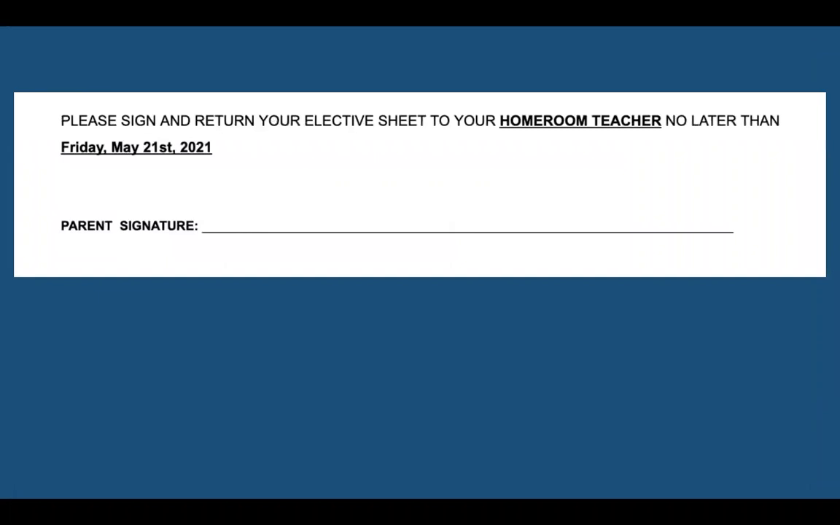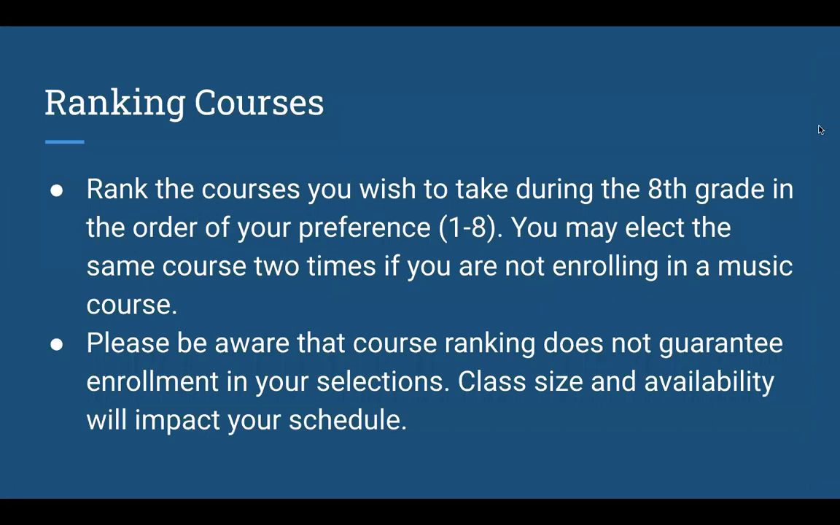And this is important. Please sign and return your elective sheet to your homeroom teacher no later than Friday, May 21st, 2021. We do that so that we can plan in the summertime and have your parents sign it. You're going to rank your courses again, 1 through 8. And you may elect the same course 2 times if you're not enrolling in a music course. And please be aware again that course ranking does not guarantee enrollment in your selections. Class size and availability will impact your schedule.